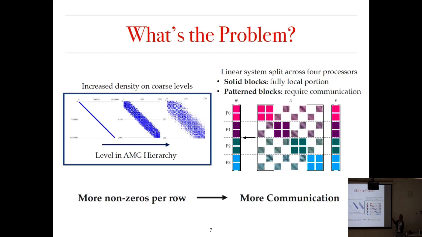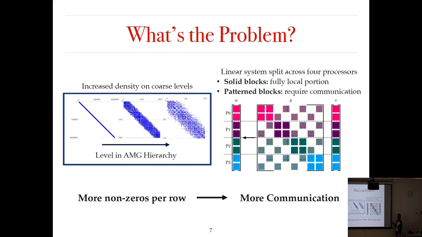And so if you look at these three levels here, on the left, you can see that the bands get thicker and thicker. And so you have a more dense problem that you're trying to solve. Serially, this is not a problem because the total number of non-zeros is typically reduced, and so the total amount of local work would be reduced. However, it does create problems in parallel.